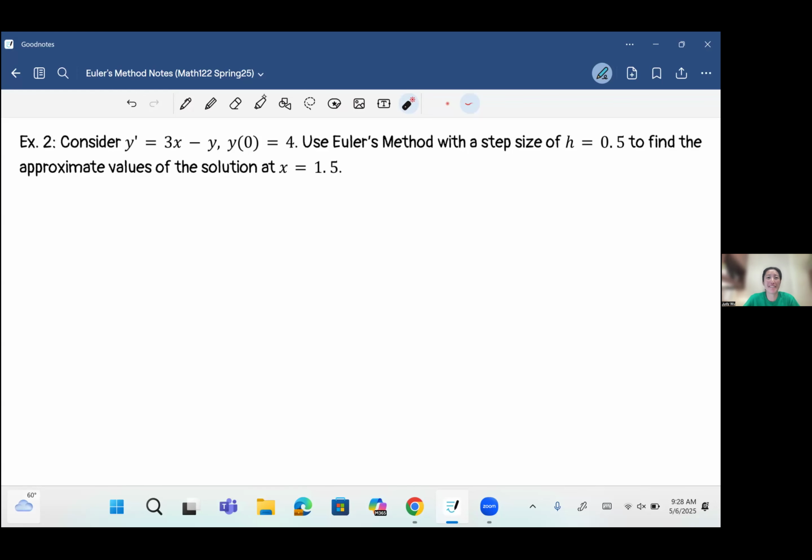Hi folks, welcome to the second video in the Euler's method notes. In this video, we're going to take a look at a second example where we use Euler's method to approximate a solution, okay?